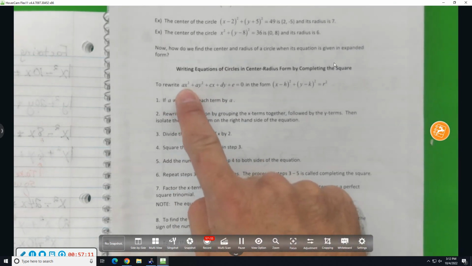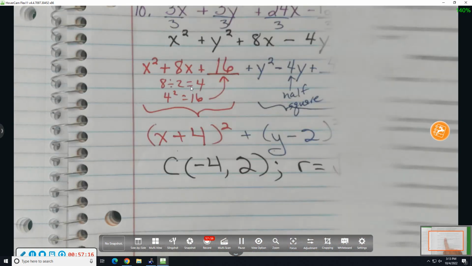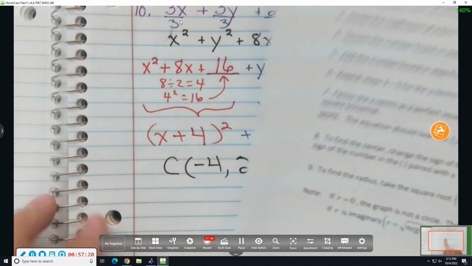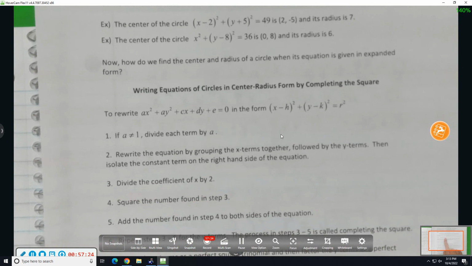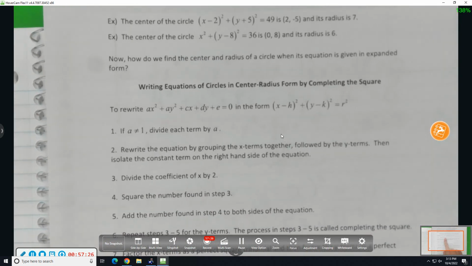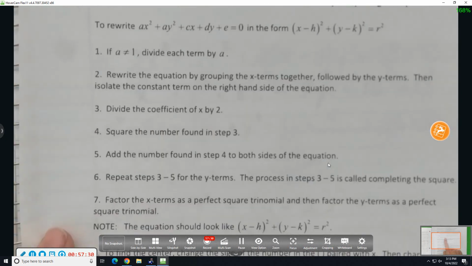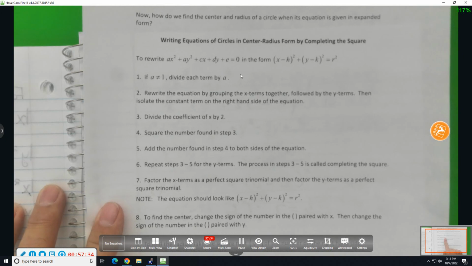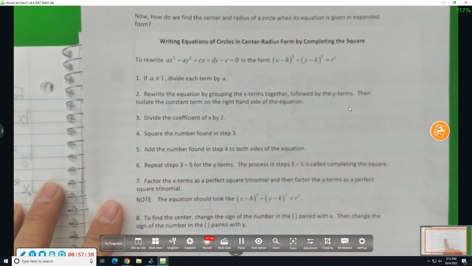If a is not 1, divide by a. That was like on problem number 10. That first number was not 1, so we had to divide. You might have frozen the screen because it has something in the corner. I know, but that's just the zooming. It's showing what part of the page I'm zooming on. Okay? And so then you rewrite it, but I have all the steps right up here summarizing what we're doing.